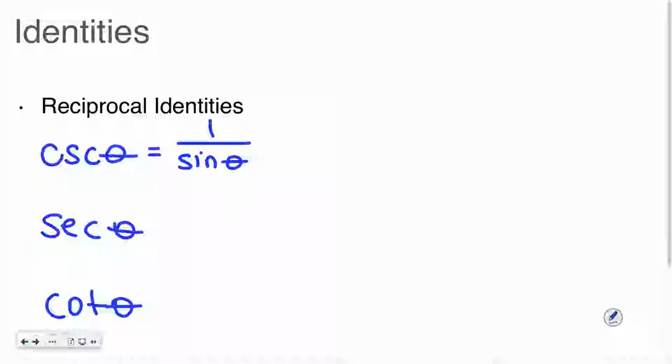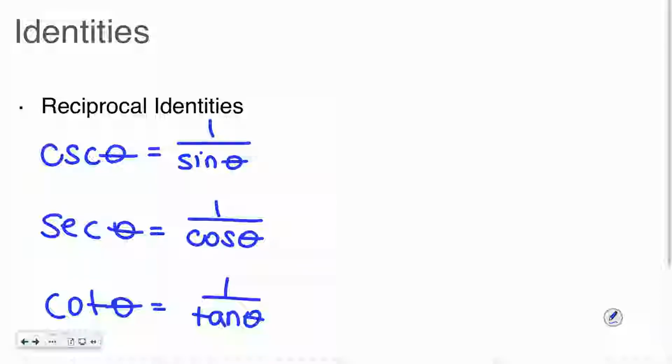Cosecant, secant, and cotangent. We call those the reciprocal functions because, like Kaya said, they're 1 over sine, 1 over cosine, 1 over tangent. These are our reciprocal identities. If you see 1 over sine theta, you can change it to cosecant theta, or x, or whatever the angle is. If you see 1 over tangent theta, you can change it to cotangent theta. They're the same thing.